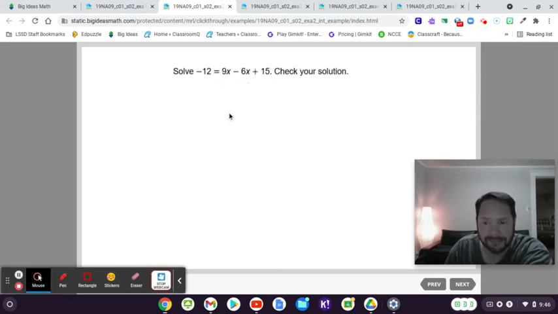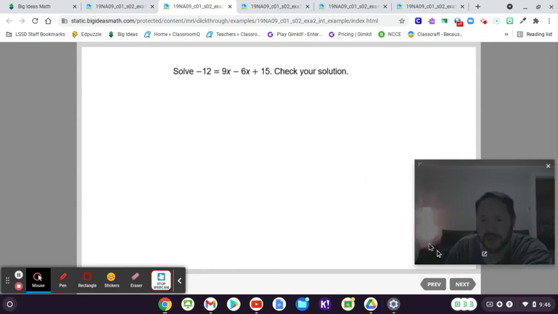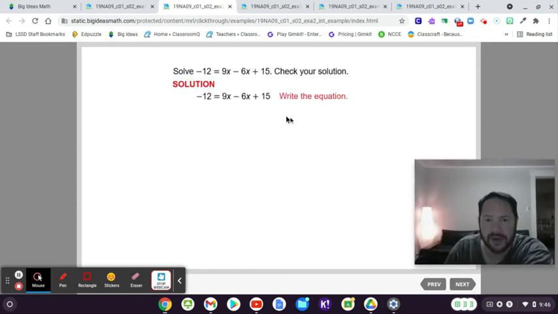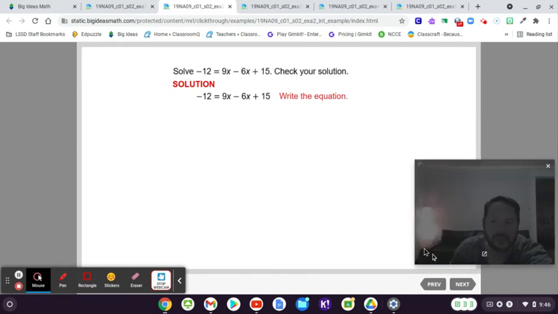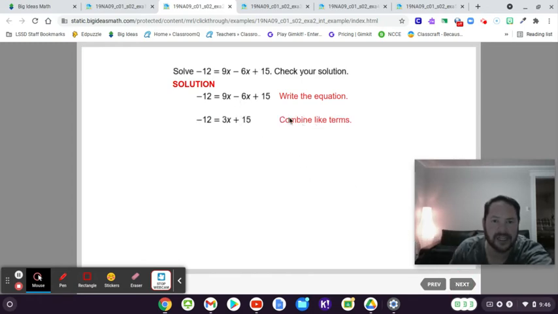Good luck. Okay, this one's a little trickier. The first thing you want to do, of course, after rewriting the equation on your own paper, before you start moving stuff around, adding, subtracting, is combine like terms. So here you have a 9x minus 6x. You can put those together to make 3x. So first, combine any like terms that you have. So now you've got negative 12 equals 3x plus 15.